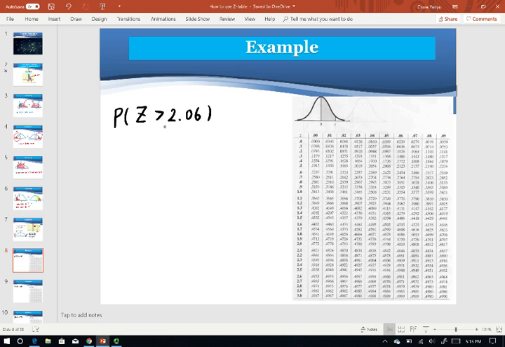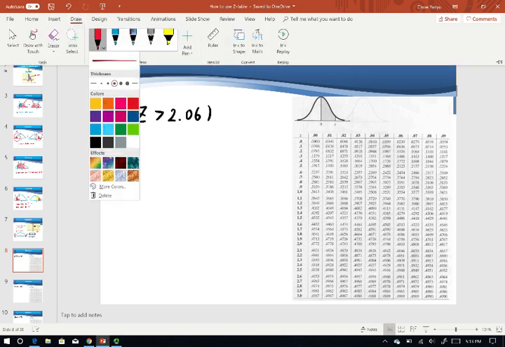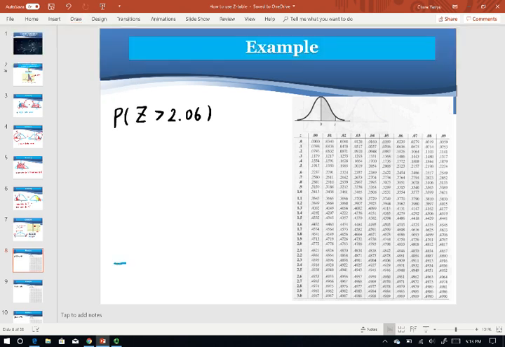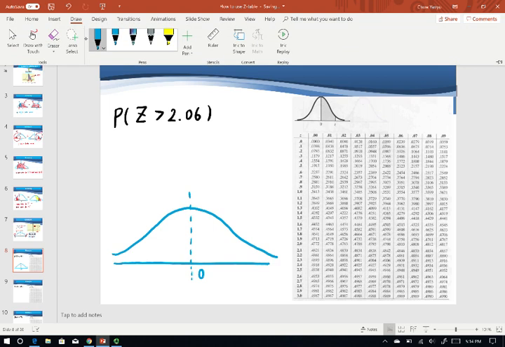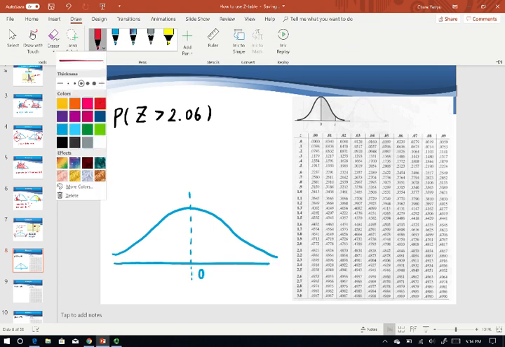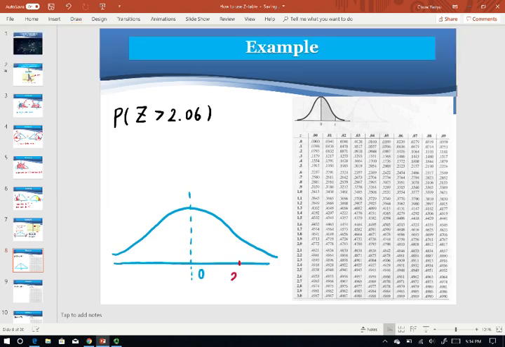First, z-score bigger than 2.06. So first, let's draw the curve. Let's draw a bell-shaped curve, and the middle is always 0. So 2.06 should be somewhere here, and we put a line here. So bigger than should be everything on the right.